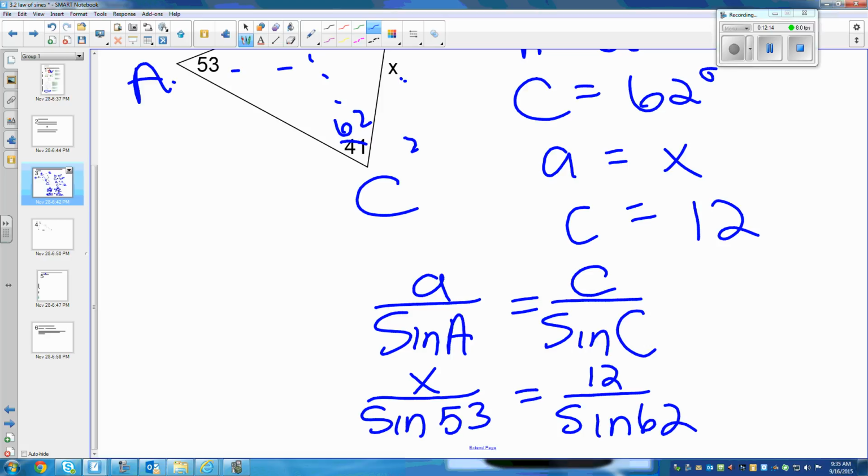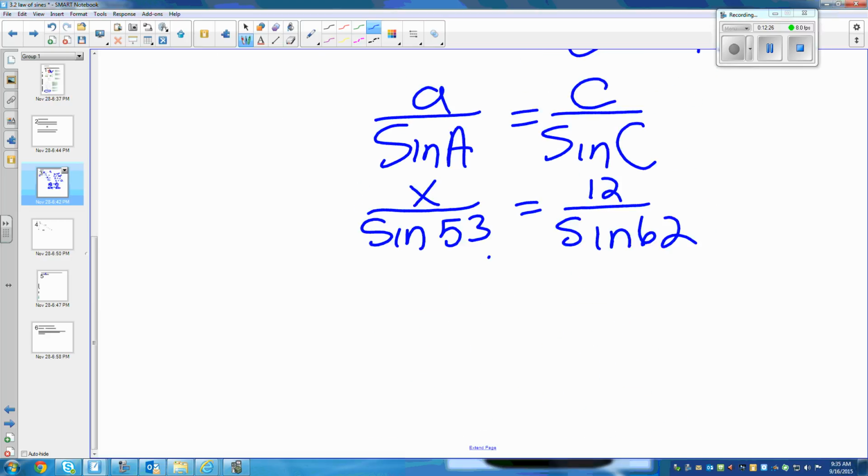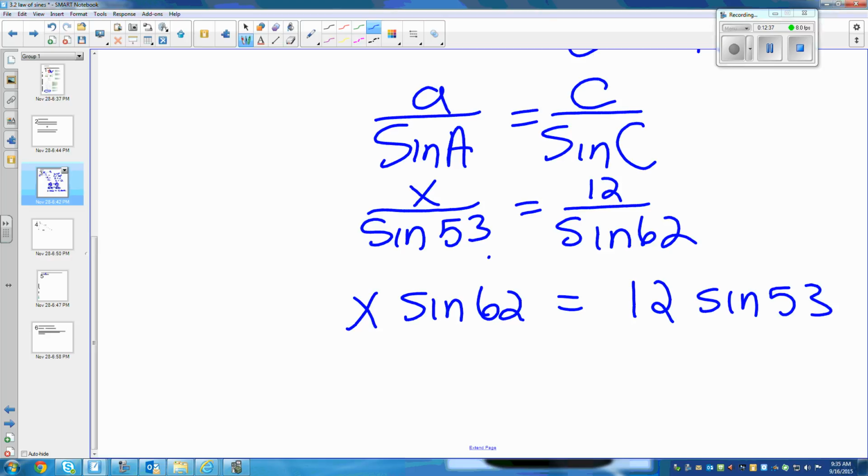Now, what does this look like for you guys? Yeah, something we know. Line equals line. Perfect. Okay? So how do we solve line equals line? Cross multiply. Okay? So we get x times the sine of 62 is equal to 12 times the sine of 53. Okay? What do you want to do next, you guys?